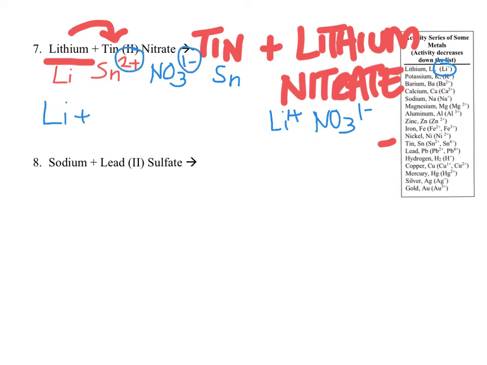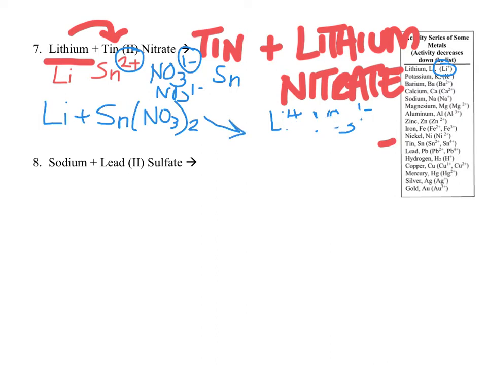Tin is +2, nitrate's -1, so you're really going to need another nitrate to balance that out. So with 1 tin, I'm going to need 2 nitrates. So I'm going to put nitrate in parentheses and put a 2 on the outside. Now that I have that, I'm going to draw my arrow.